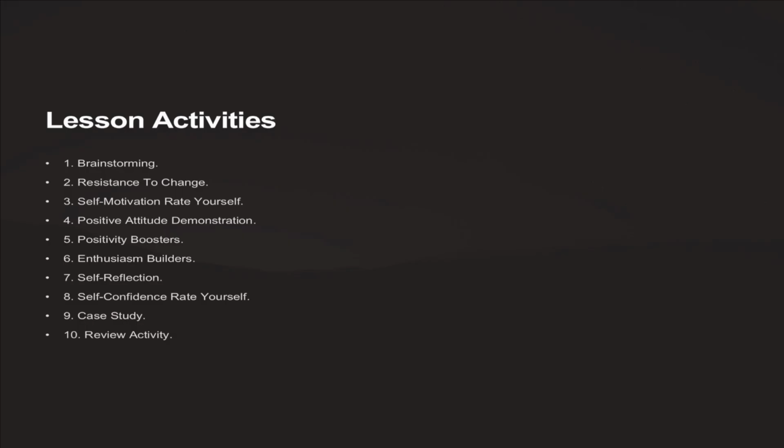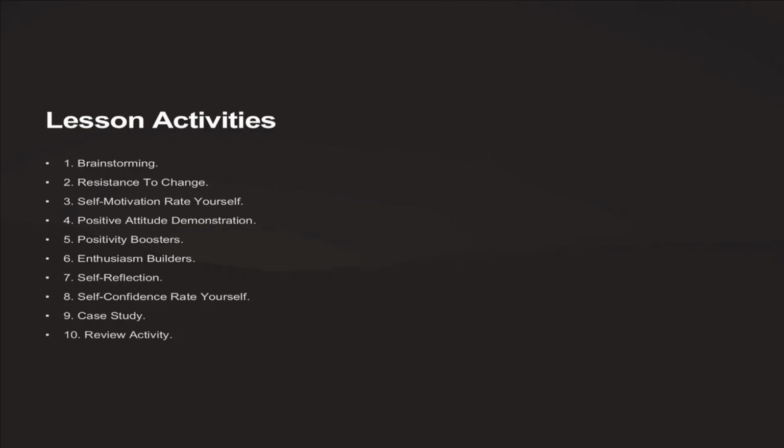7. Self-reflection. Working independently, ask students to reflect on their characteristics: courtesy, compassion, and consistency, and answer a series of questions. 8. Self-confidence. Rate yourself. Students will rate themselves on a scale of 1 to 5. The goal is to see where they currently are and what areas they need to improve.